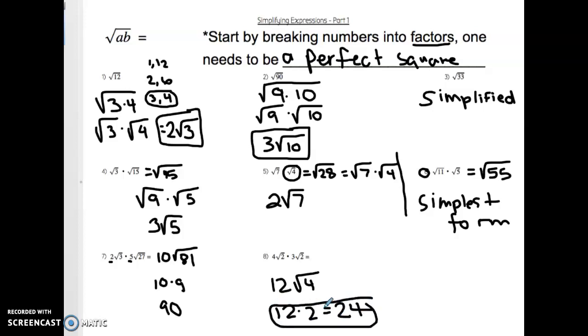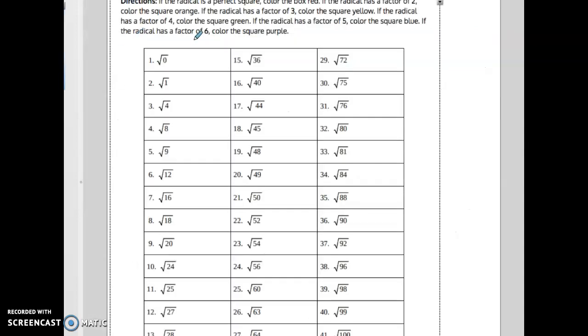Oh, I should have just circled 24. Okay, cool. So hopefully this all makes sense. The next page here, it tells you you're going to go through these radicals and simplify them. So you'll look at the first one and you'll say the square root of 0, well that's 0. And then you'll read the directions.